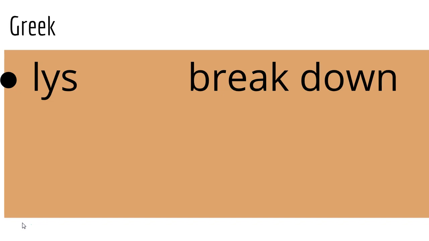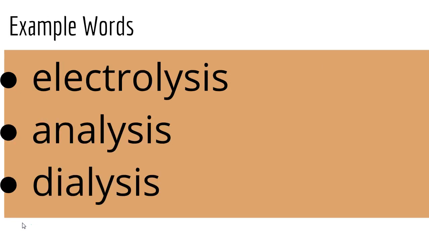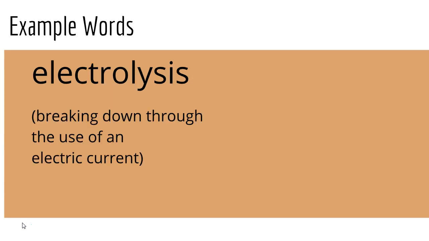Lyse means to break down, where we get the words electrolysis, analysis, and dialysis. We're going to look at the word electrolysis. When someone has a procedure that's an electrolysis procedure, it means something inside them is going to be broken down by using an electric current. So lyse means to break down. Electro would have something to do with electricity. So electrolysis is breaking down something using an electric current.